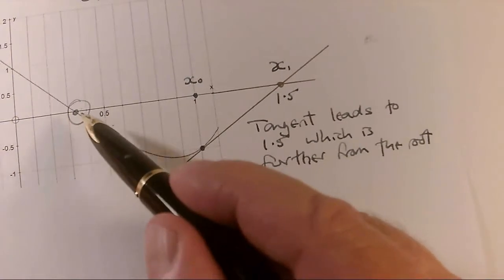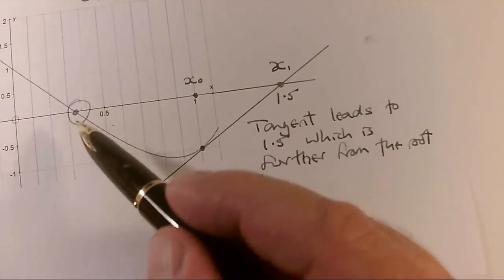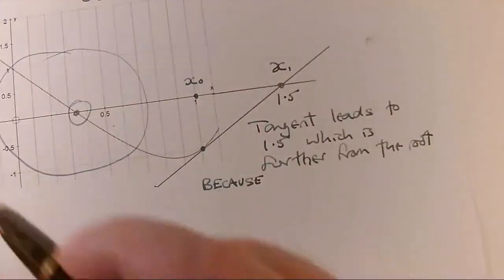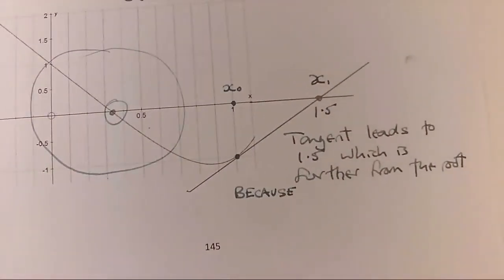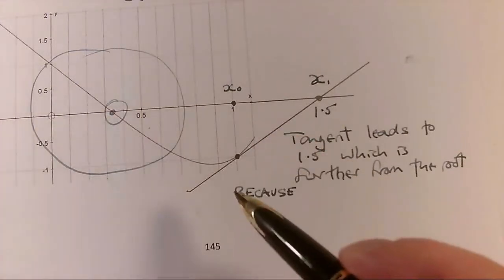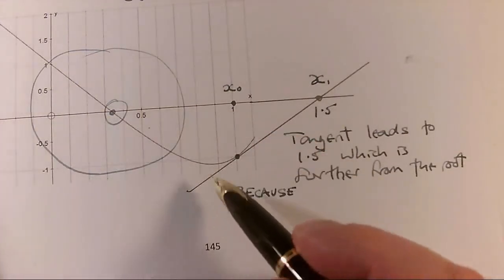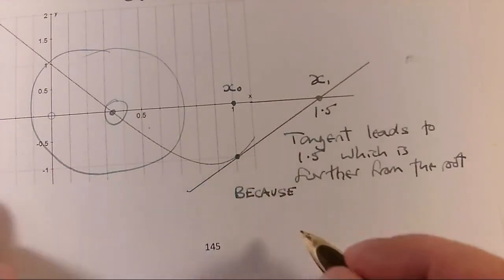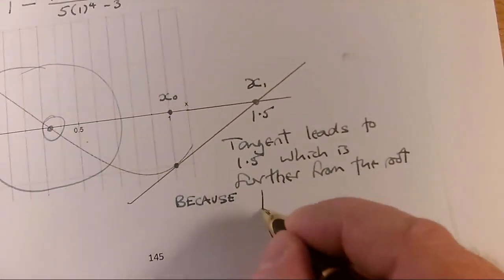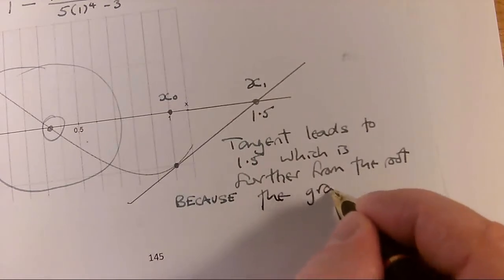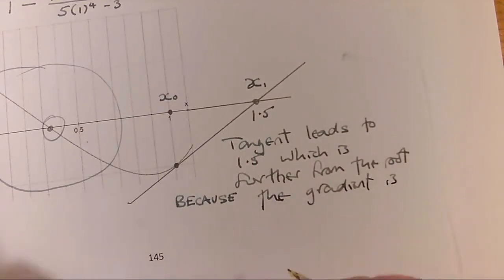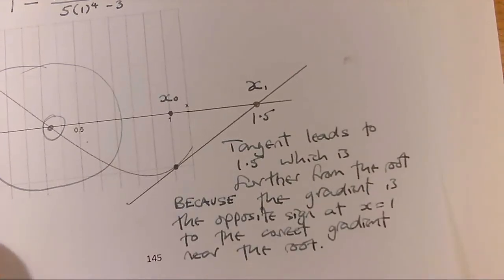The Newton-Raphson method only works well when you're dealing with, anywhere here, any starting value within that loop would work really well because the graph doesn't change gradient all that much. But here the gradient has changed radically. In fact, it's the wrong sign because the gradient is the opposite sign to the gradient near the root. So that would be my explanation.